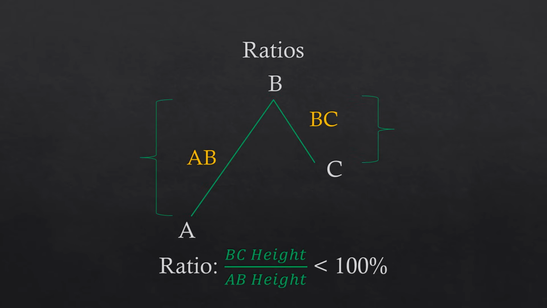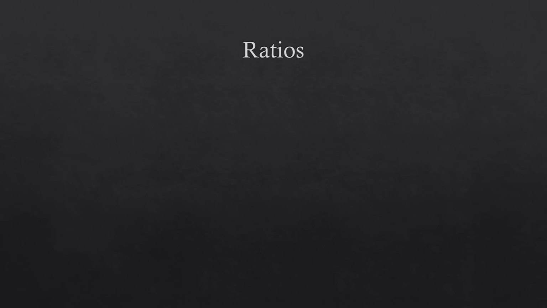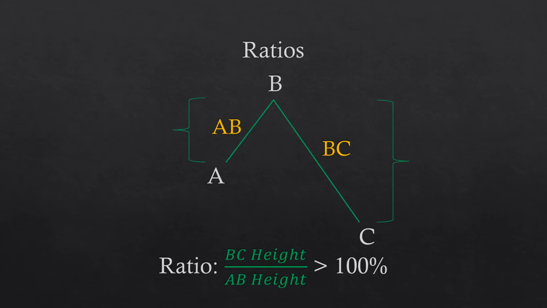If we follow the formula of dividing BC by AB, we get a ratio lower than 100%. On the third and final example, if the BC segment is larger than the AB segment, we'll obtain a ratio that is larger than 100%. We display such ratios by connecting the beginning of the first price movement with the ending of the second price movement with a dashed line. That's the representation you will find in Harmonic Patterns cheat sheets.